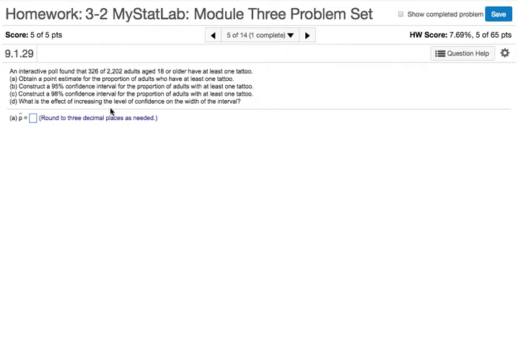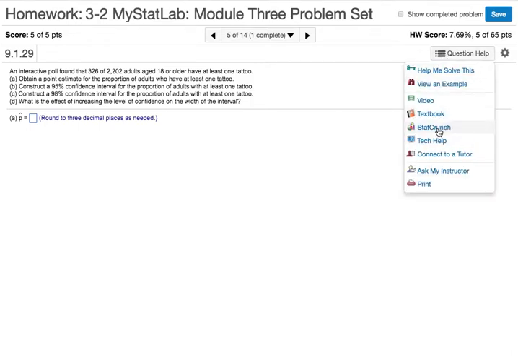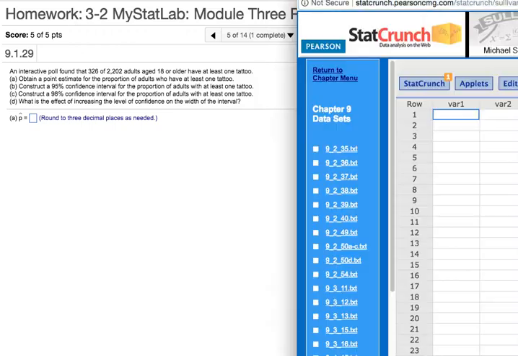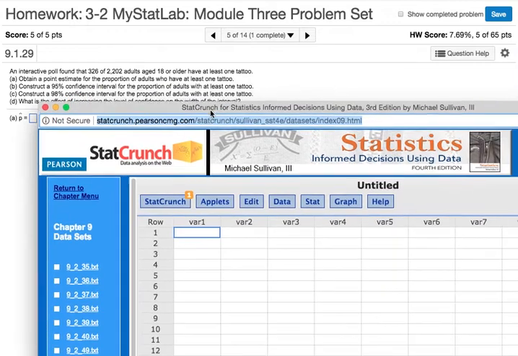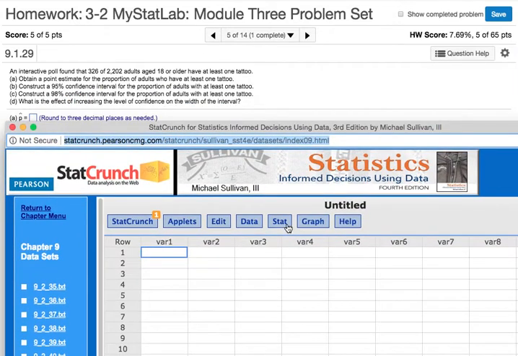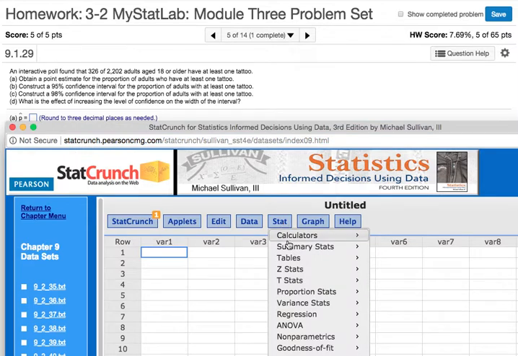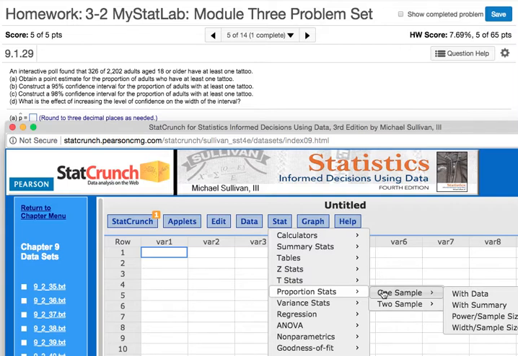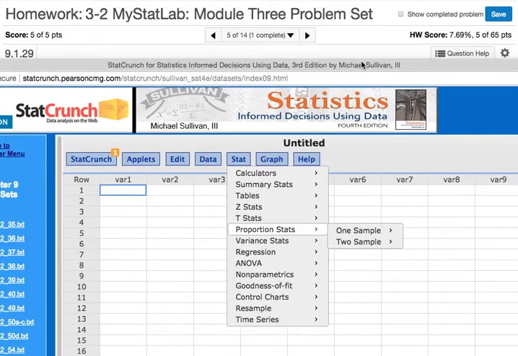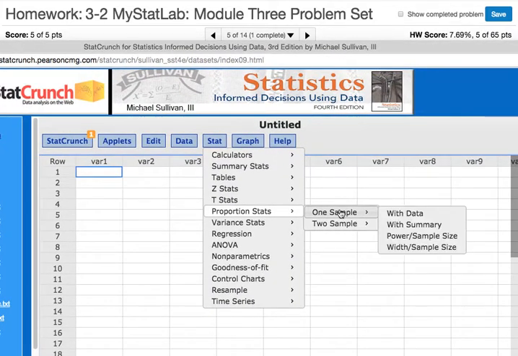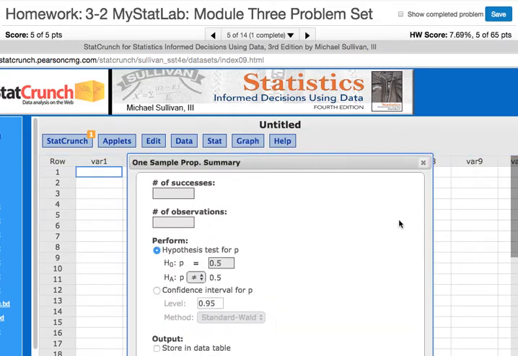It's easy for me to just go into StatCrunch, and I do that just by going in here, opening StatCrunch, and then I can do all of the calculations. So first I want to get the proportion statistics, and I'm doing one sample. Oops, this is cutting off the screen. So one sample with summary data.